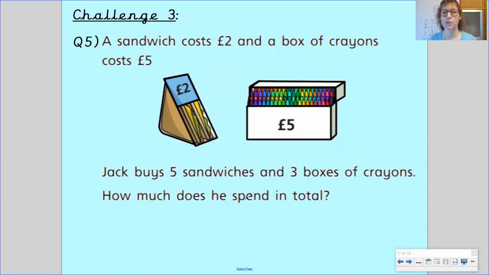Right, tricky one. Make sure you've got your brain on for this one. A sandwich costs £2 and a box of crayons costs £5. Jack buys five sandwiches and 3 boxes of crayons. So how much does he spend in total? Okay, so not 2 add 5, which is 7. He's got 5 sandwiches and he's got 3 boxes of crayons. So find out how much he spends on sandwiches, find out how much he spends on crayons, and then add those together.